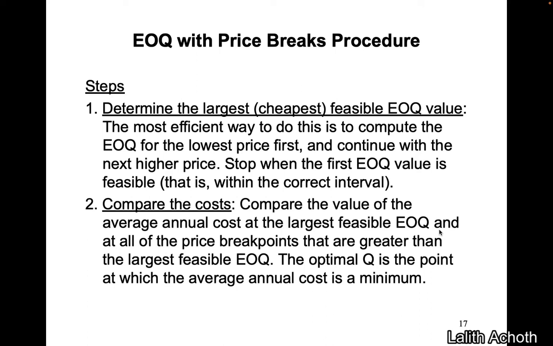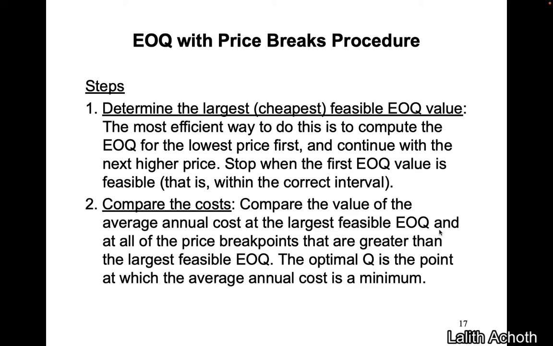You can just go through this. Determine the largest feasible EOQ. That is, calculate the EOQ as you normally did, 2DS by H under root. The most efficient way to do this is to compute the EOQ at the lowest price first and continue with the next higher price. Stop when the first EOQ value is feasible, that is, within the correct interval.